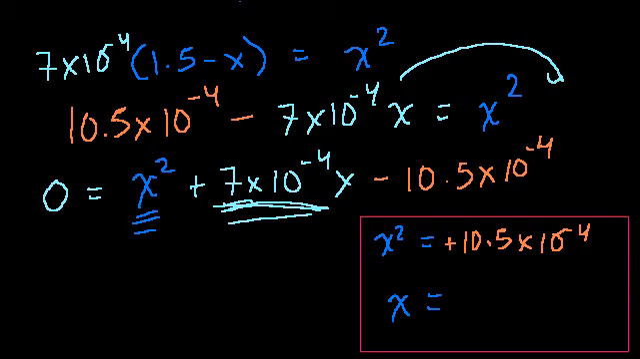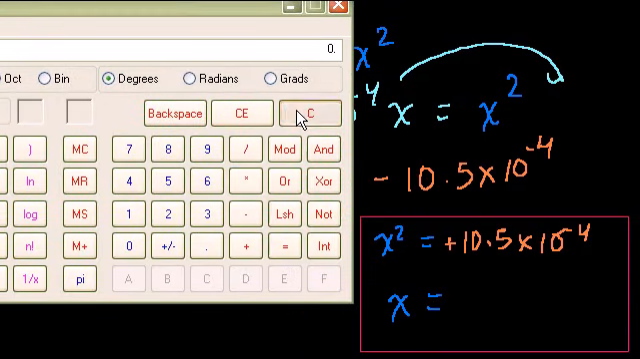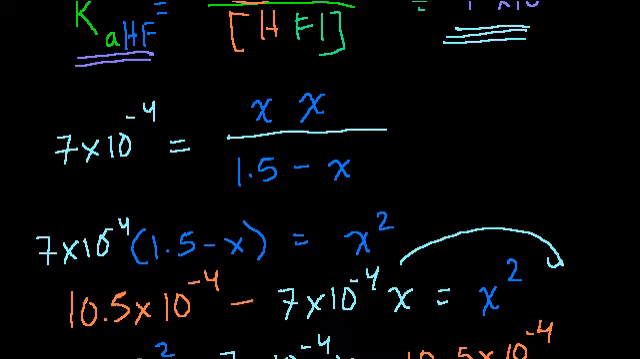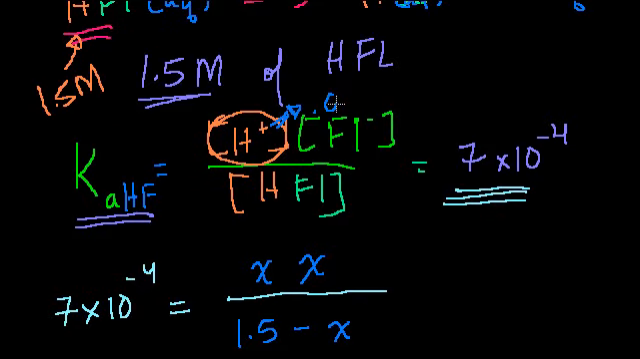X would be equal to, let's see, 10.5, you have to put the exponent here, exponent 4 minus, and I want to take the square root, so to the 0.5 power is equal to 0.0324. So if we make that simplifying assumption, we've essentially solved for our hydrogen concentration, right? That was x. This is 0.0324.